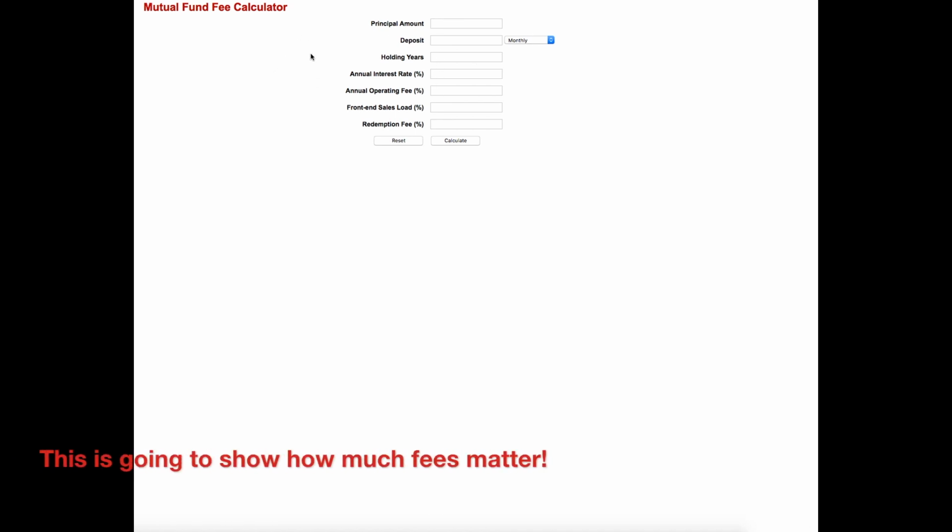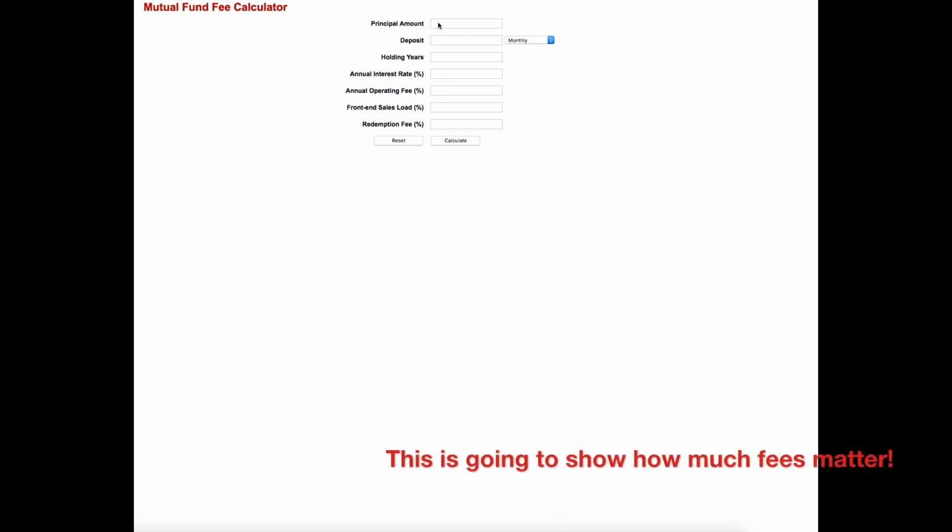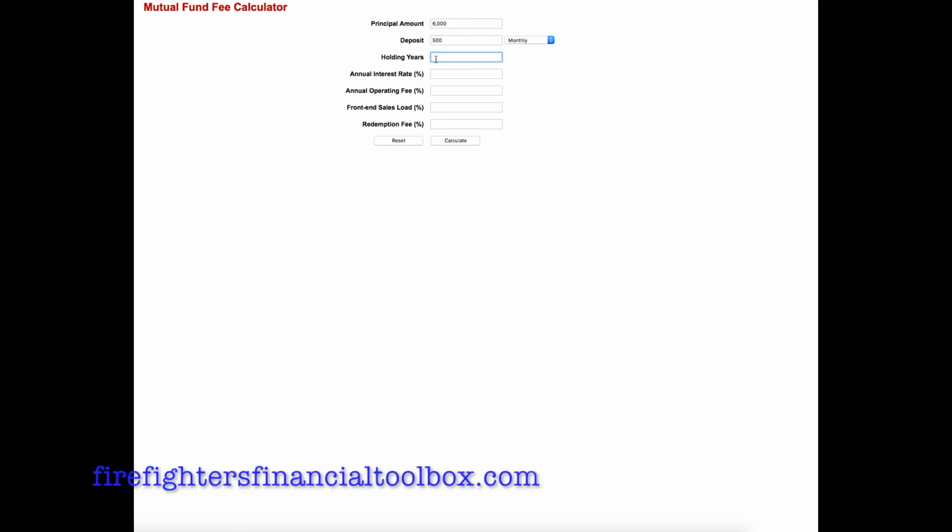So let's say that Johnny is going to open up a Roth and he's going to put in $6,000 this year. So he makes his first one, and then starting next year, he's going to put in $500 each month, because 12 months is going to make him max it out at $6,000 per year. Let's say that he's going to hold this account for 20 years, and we're going to give him an annual interest rate of 7% because he's young.